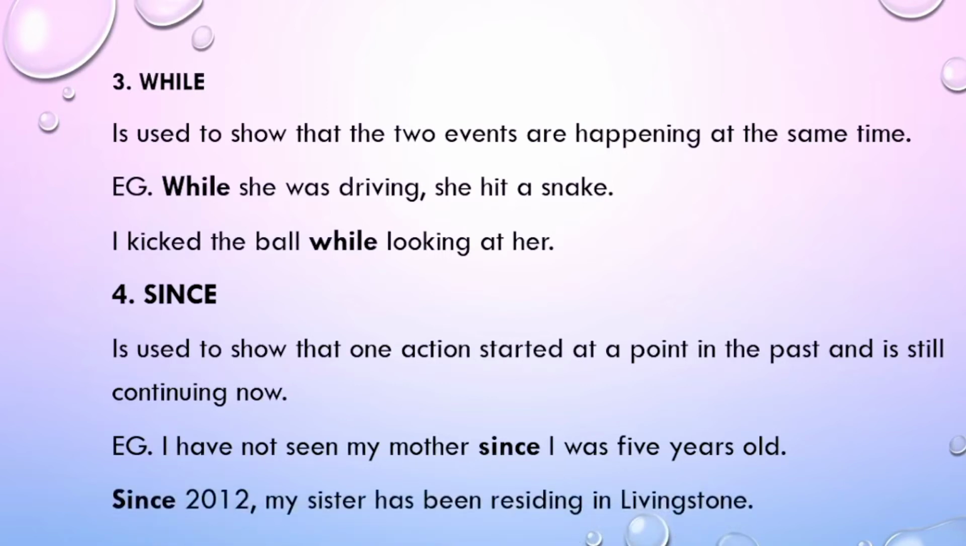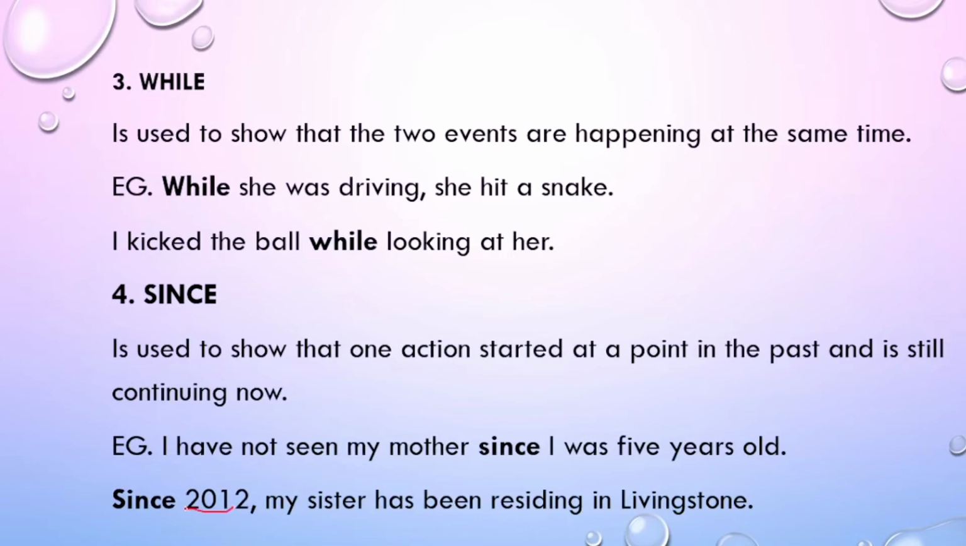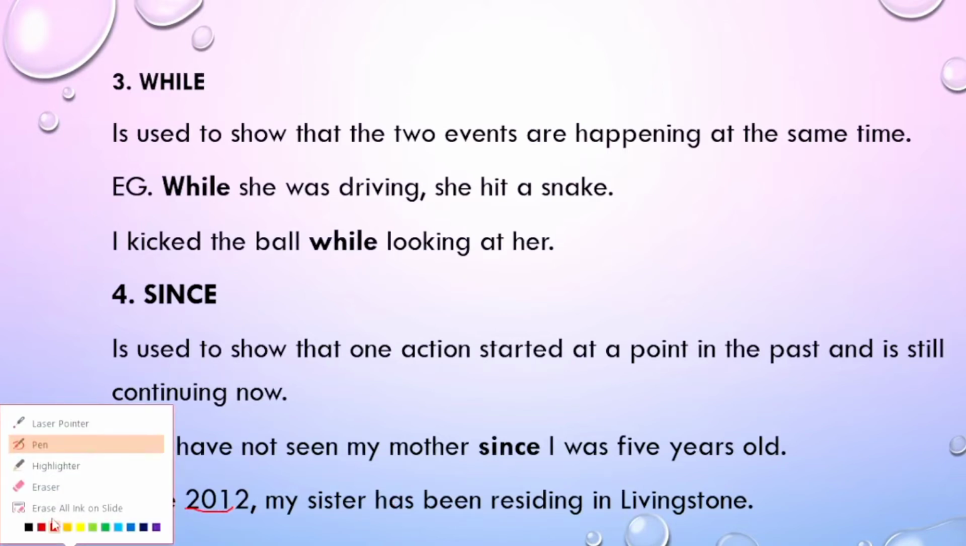Since 2012, my sister has been residing in Livingstone. Meaning this sister started staying in Livingstone in 2012. That is what we are talking about here, at a point in the past. Here the time has been stipulated to say 2012. So this sister started staying in Livingstone in 2012. Up to now, this sister is still in Livingstone. That is the meaning of since, and that's how we use it.